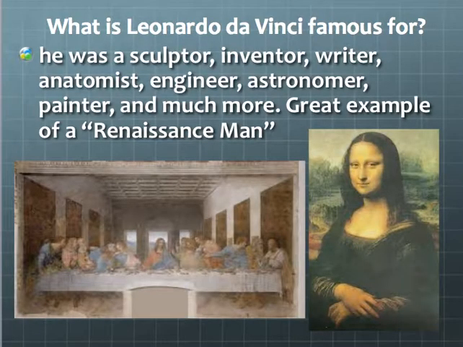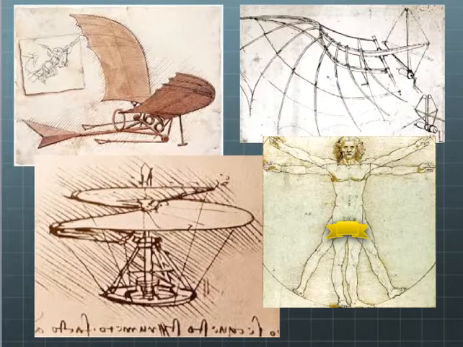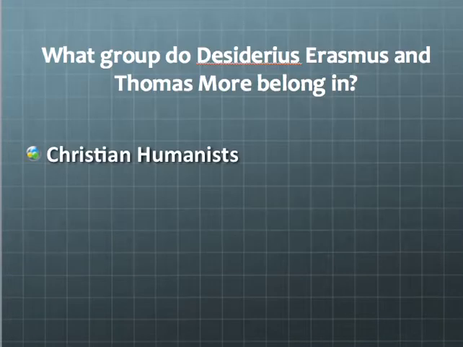So what is Leonardo da Vinci famous for? He was a sculptor, inventor, writer, anatomist, engineer, astronomer, painter, and so many other things. He's the definition of a Renaissance man. These are 2 of his most famous works, the Mona Lisa and the Last Supper. But he was also an inventor. He made several attempts at flying machines, and he was an anatomist who worked on basic medical skills.